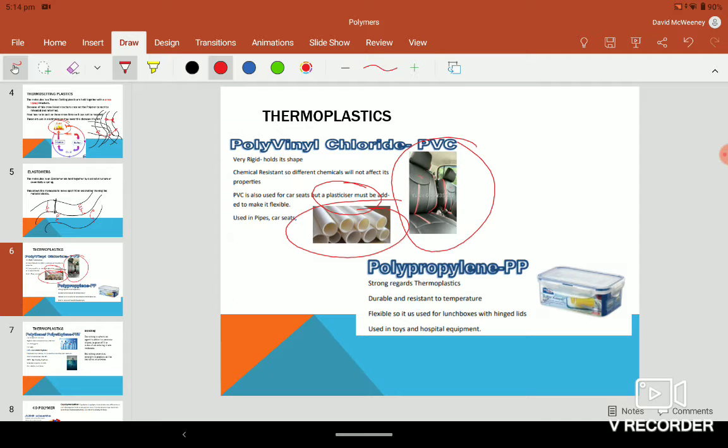Polypropylene is used for your lunch boxes, things like that. PP is the short word for it. So again, it's very strong when it comes to thermoplastics, and thermoplastics are much weaker than thermosetting plastics. It's durable and resistant to temperature. That's why you can microwave the lunch boxes. It's flexible, so again, the hinges here on the lunch boxes. When it's thin, it's flexible. When it's thick, it's rigid. And it's used in toys and hospital equipment. Okay, so it's polypropylene. Again, quite an expensive one, quite a heavy one compared to other ones as well.